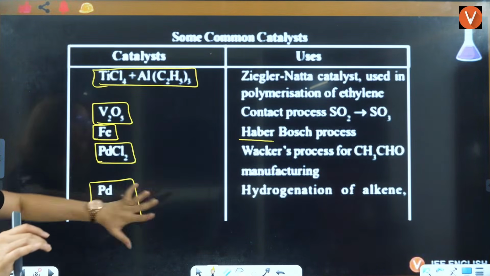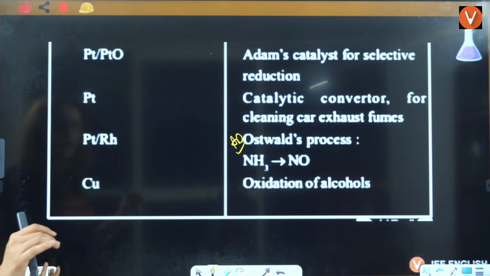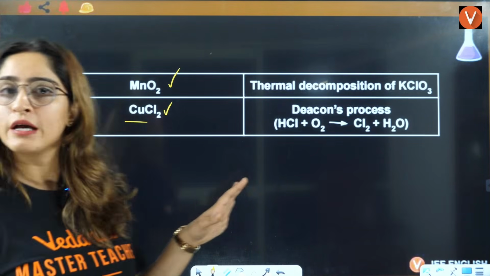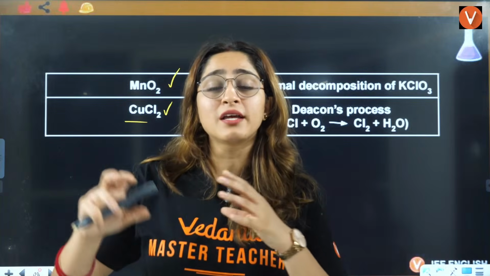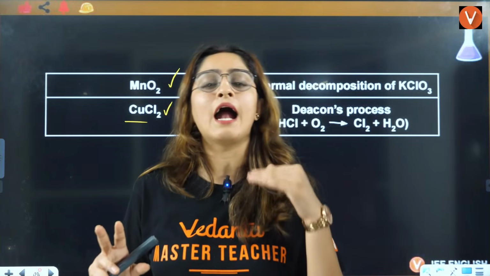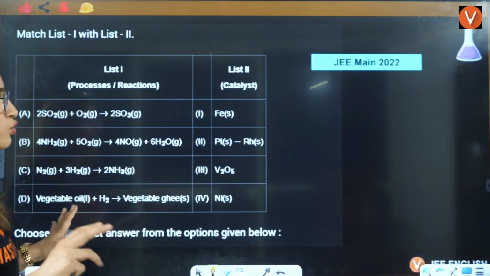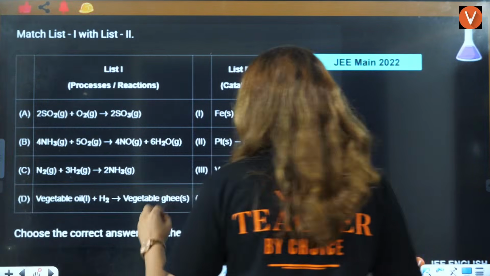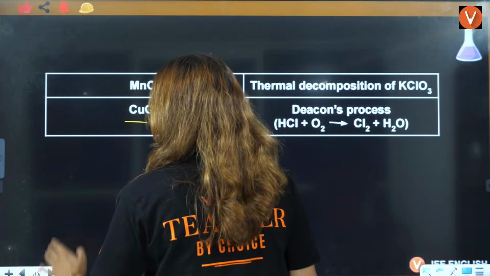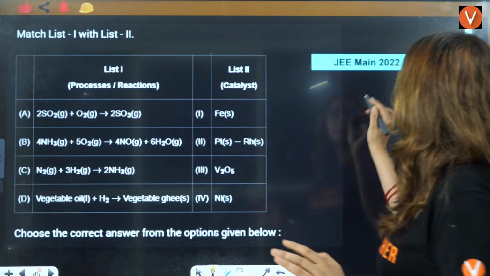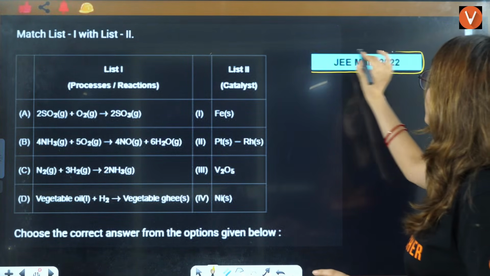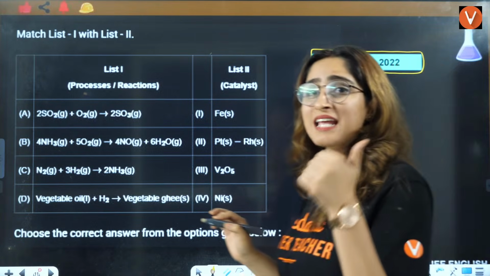Okay, so this is the first thing, then there is the second table, and this is the third one, right? Apart from this, everything that is mentioned in your NCERT and in your previous year questions I have mentioned here, so you don't need to go through different books. All you have to remember is this one. Now, this is a question of JEE 2022 that is based on catalysis.